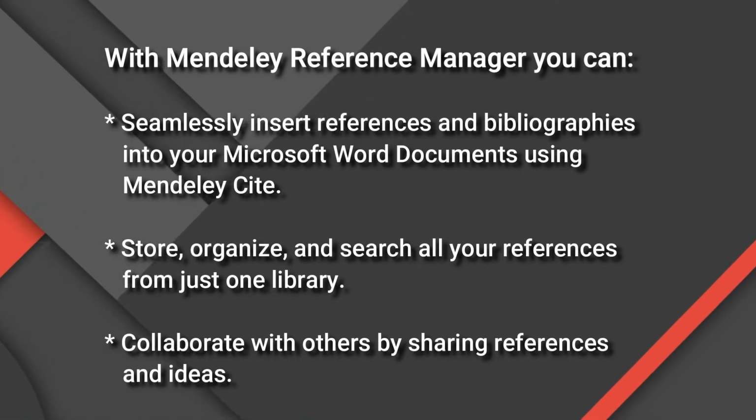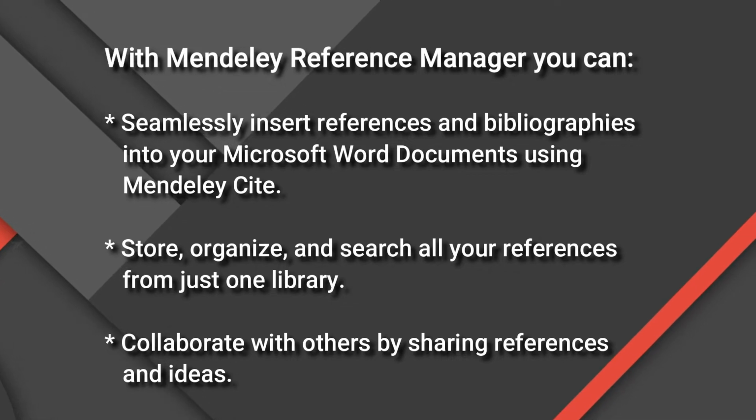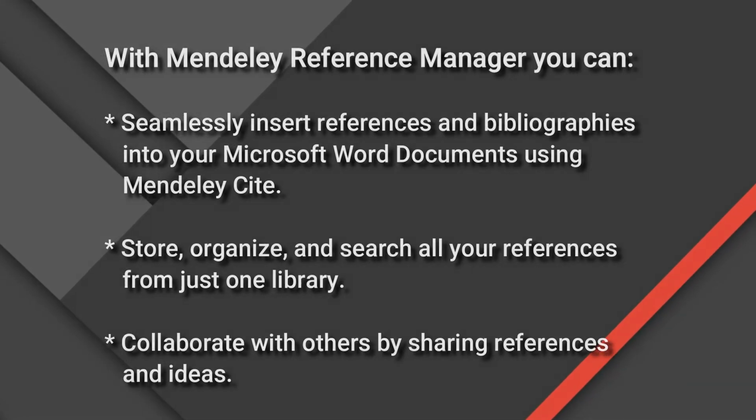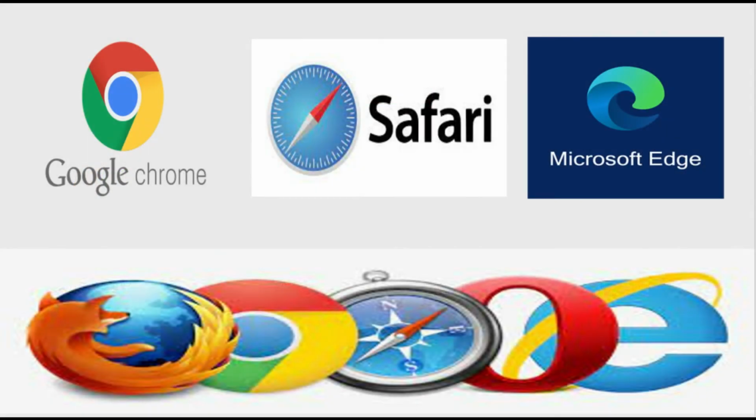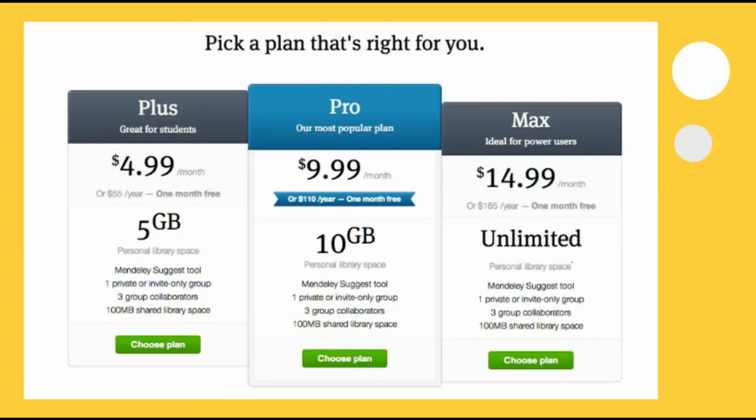Collaborate with others by sharing references and ideas. It is cross-platform, which means that you can use Mendeley whether you are using Windows, Mac, Linux, and mobile. You can also use Mendeley in Chrome, Safari, or Microsoft Edge or any other web browsers. The free version of Mendeley comes with 2 GB free storage and over 2,800 citation styles. If you require more storage, you can upgrade to a premium plan.